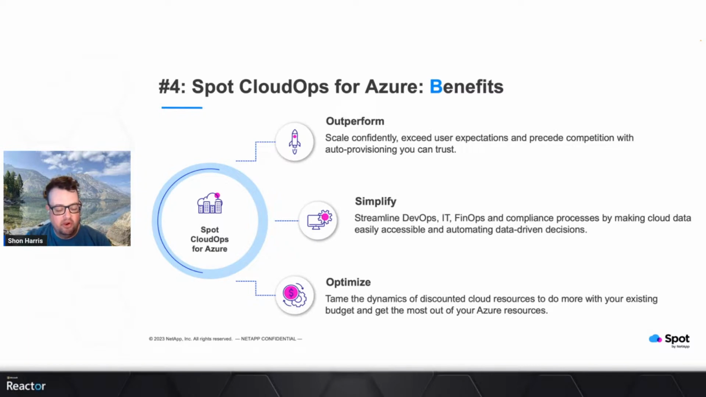Auto provisioning can be hard. Manually managing it, trying to get all of your scale sets in place, everything to scale out and scale up your environment can be hard. We make that as easy as possible. We streamline your DevOps, IT, FinOps, and compliance processes by making cloud data easily accessible and automating the data-driven decisions.